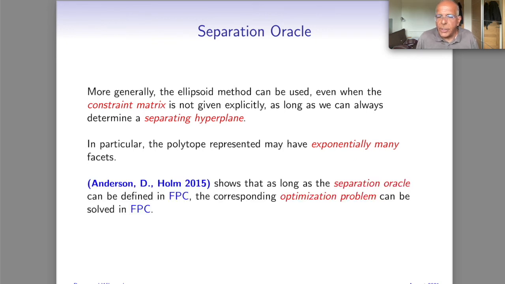This is what we call a separation oracle, right? So we don't have an explicit description of a linear program. We just have an oracle, which if you give it a vector will tell you either yes, it satisfies all the constraints, or no, and here's a separating hyperplane. So what we proved was that as long as the separation oracle itself is definable in FPC, the corresponding optimization problem can be solved in FPC. So you can implement the ellipsoid method as long as the separation oracle itself is definable in FPC.